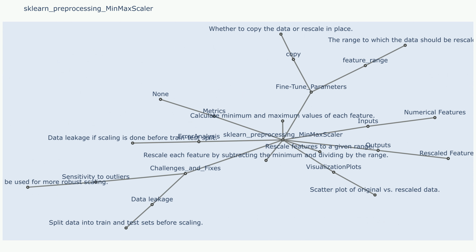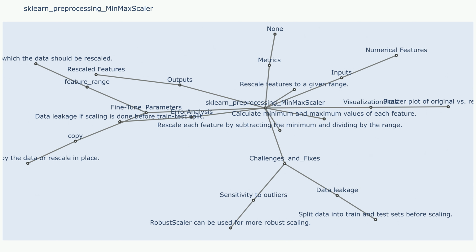Consider using robust scaling methods like robust scaler or standard scaler, which are less affected by outliers. Alternatively, handle outliers before scaling using techniques like capping or removal. Challenge 2. Explain in detail data with large ranges.